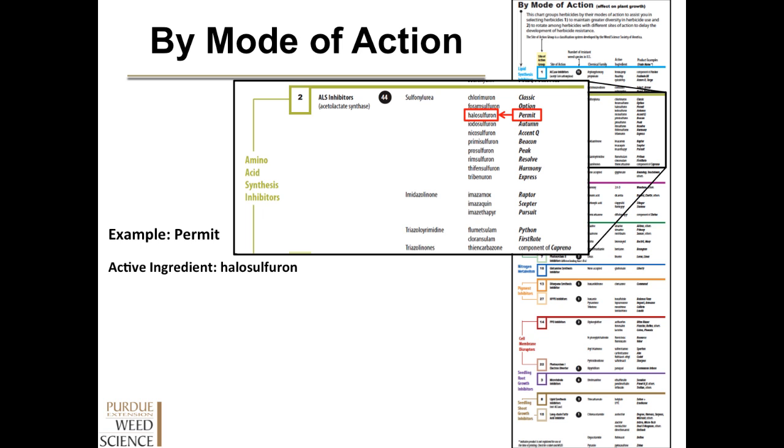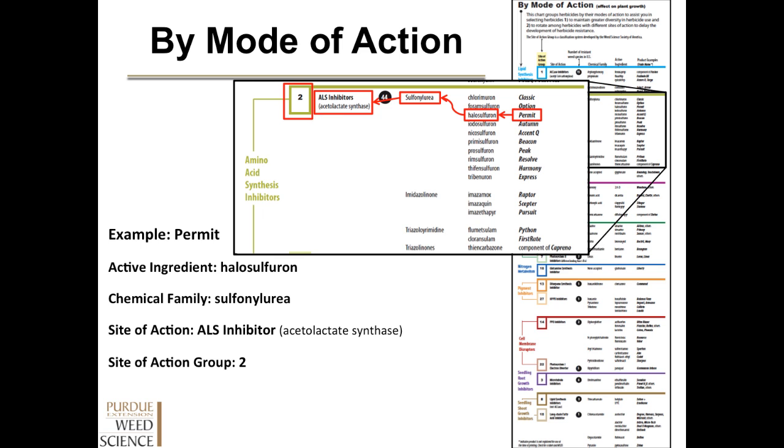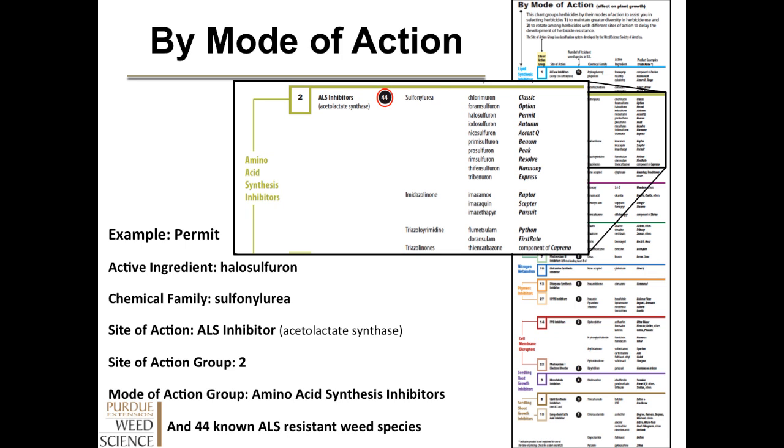So once you find your product and its active ingredient, you just keep moving over to the left. You'll see that its chemical family is the sulfonylureas. You keep moving over, and you'll see that the site of action is ALS inhibitors, and that site of action group is the 2s. And then lastly, you can see that your mode of action is the amino acid synthesis inhibitors. Now, we'll also see here in the black dot that for the ALS inhibitors, the site of action that Permit is in, there are 44 known ALS resistant weed species. That's just for your information.